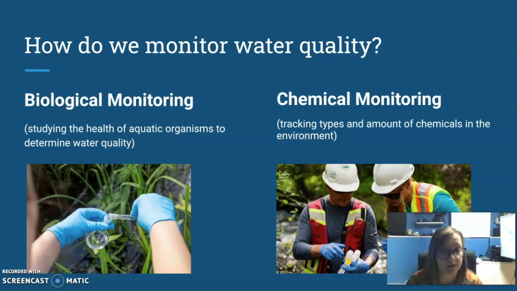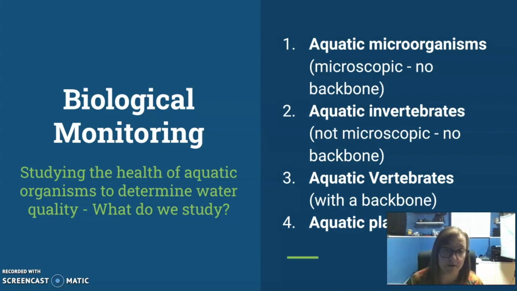When we look at the biological, we're going to look at the health of the aquatic organisms and determine the quality of water from there. If we're looking at the chemical, we're going to actually track the type and the amount of chemicals that are in the environment themselves. So we're going to start with biological monitoring. What does it mean to check the health of the water quality by looking at the health of the aquatic organisms? Well, there are four main groups of aquatic organisms that we can look at to determine the quality of the water.